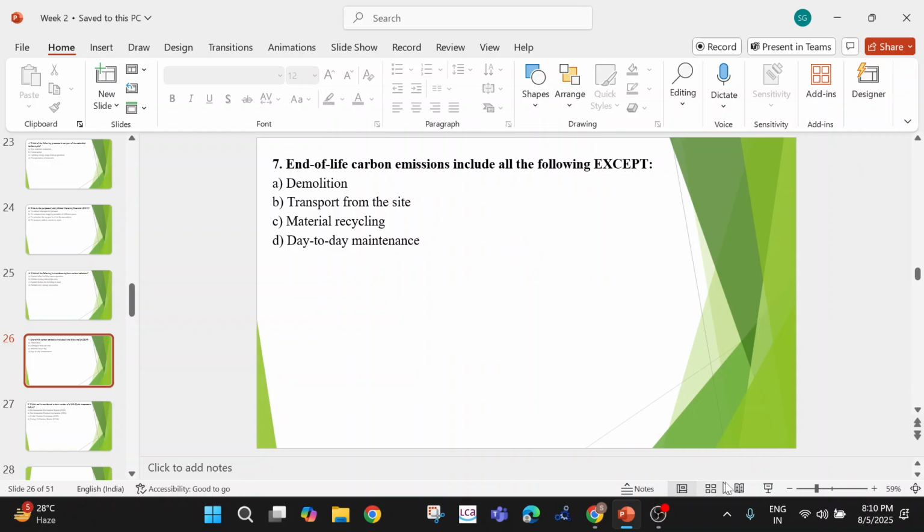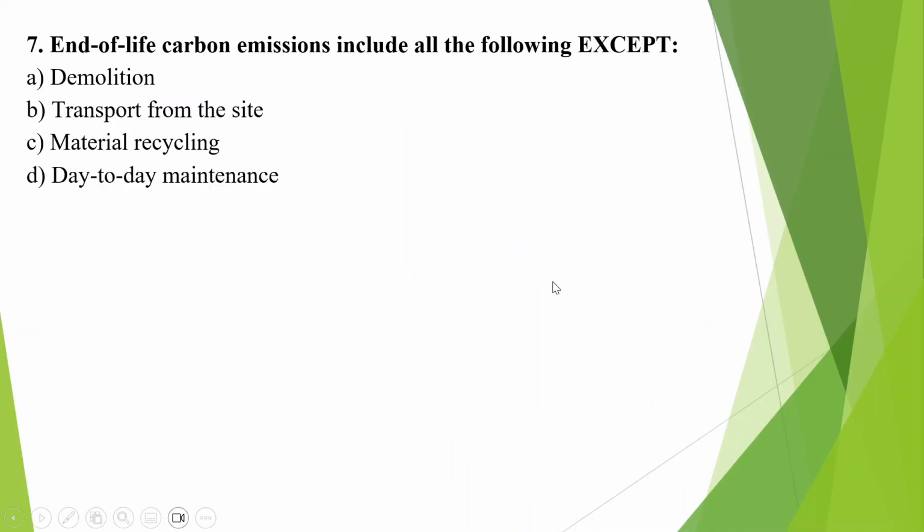Day-to-day maintenance does not fall under end of life carbon emissions, while all of the other three options can fall under end of life carbon emissions, but option D does not. They are correct. So let me ask another question. This day-to-day maintenance comes under which kind of carbon emission? This is my next question for those who have given answer D. They are correct, I agree. But then the next question is, this day-to-day maintenance comes under which carbon emission category?